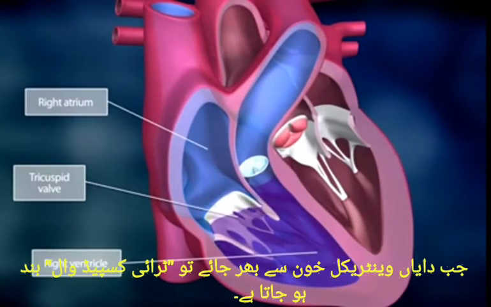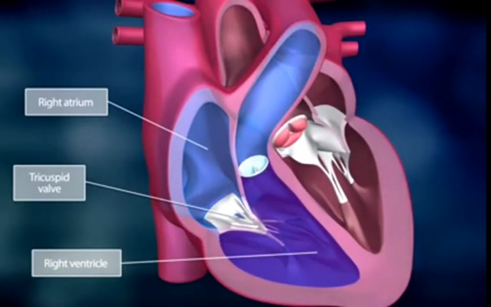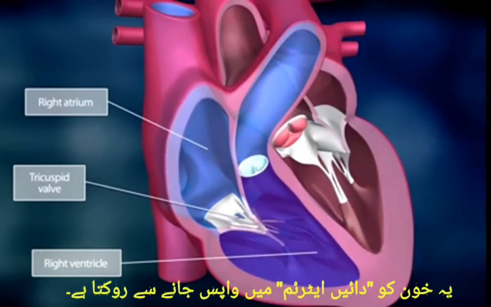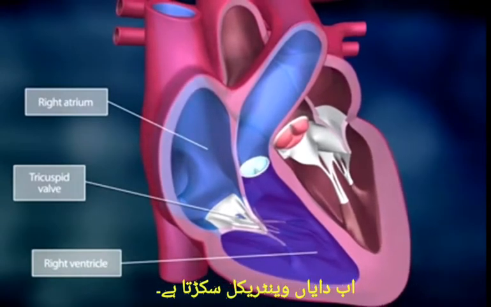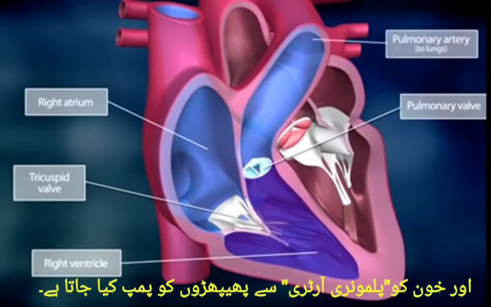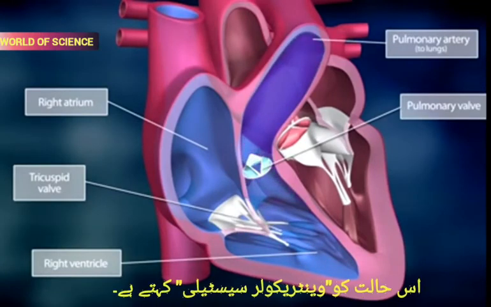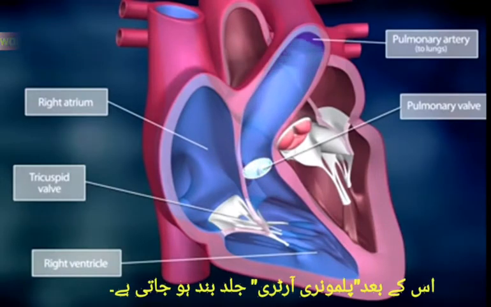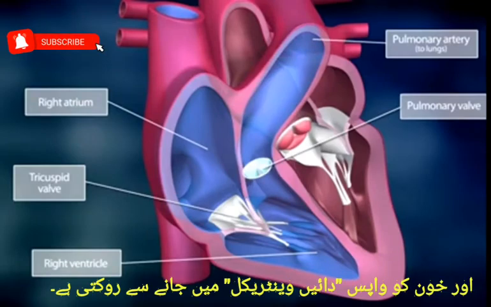When the right ventricle has filled with blood, the tricuspid valve closes. This prevents blood from flowing back into the right atrium. Now the right ventricle contracts. The pulmonary valve opens and blood is pumped through the pulmonary artery into the lung and there is enriched with oxygen. This phase is called ventricular systole. After this, the pulmonary valve closes quickly, preventing blood from flowing back into the right ventricle.